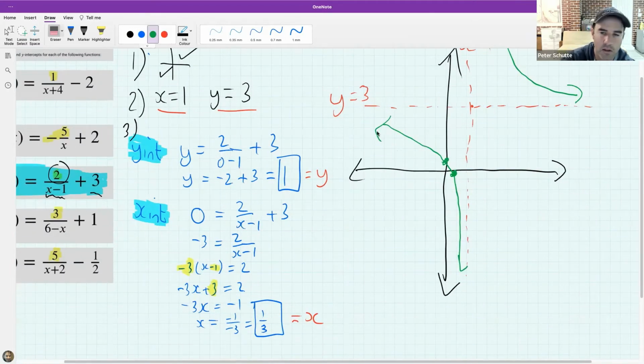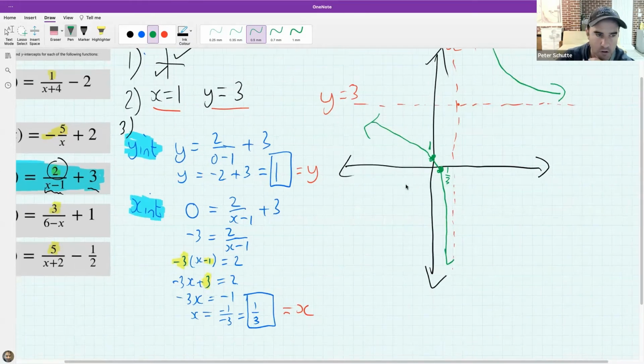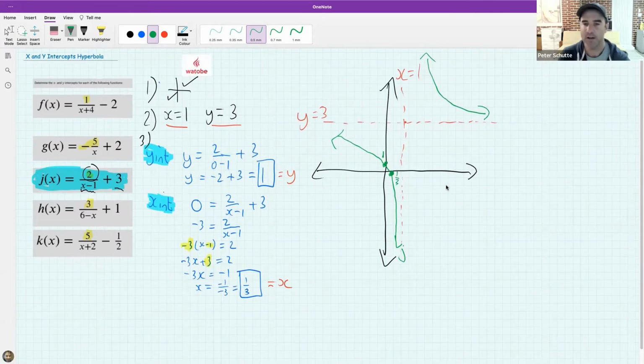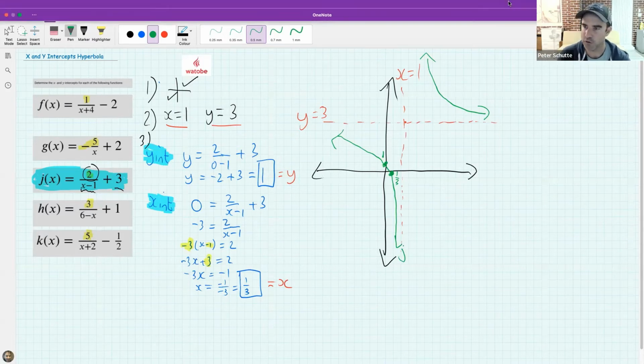So the x-intercept was 1/3 and the y-intercept was 1, which makes sense, which is over here. So it's a little bit messy. And then the equation of the graph was J. And so if I had to draw my hyperbola, that is basically how it would look. I just wanted to take a moment to show you that process for drawing hyperbolas.